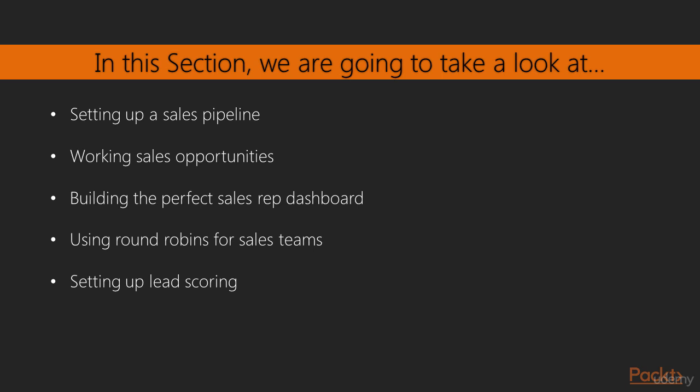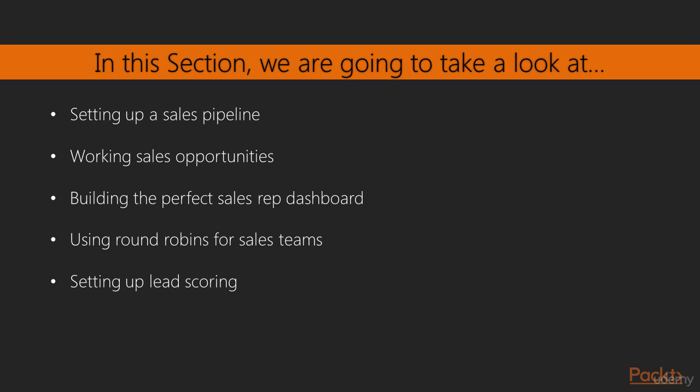And then when you have larger teams, we're going to look at using round robins, which is basically how to distribute leads among the different salespeople and sales teams that you've got. So if you have a lot of people working leads, you can automatically dish them out as you need, and still build great automation around it. So we're going to learn how to do that.